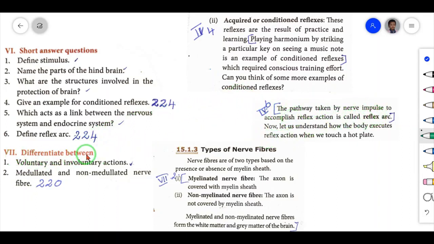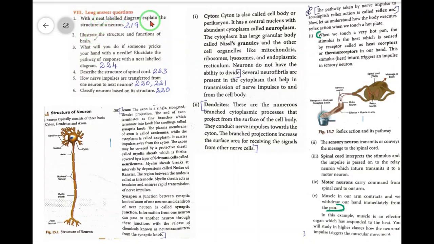Now differentiate between... Here, the first question is already completed. Second one, medullated and non-medullated nerve fiber. Answer is on page number 220. So here to here you mark it. Page number 220, right side. This is the answer.